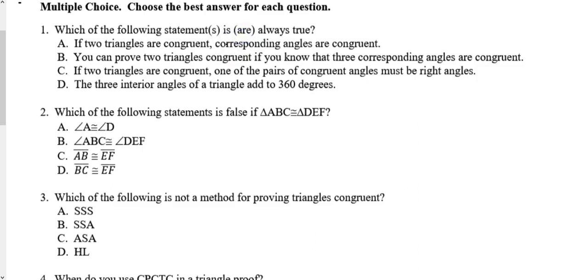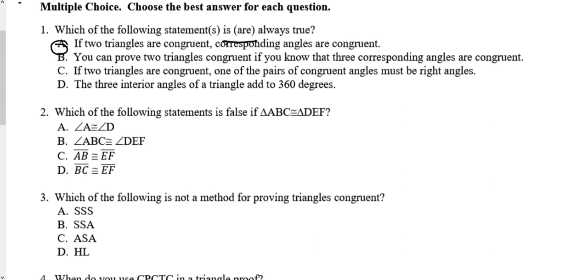There we go. Okay. So, if two triangles are congruent, corresponding angles are congruent. Okay? So, if you have two triangles that are exactly the same, do the angles match up? That is true.